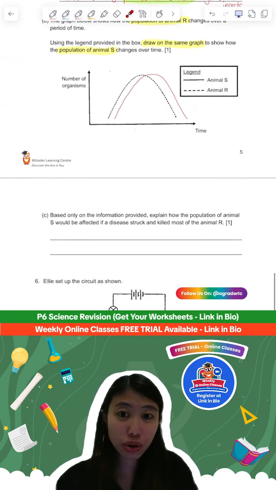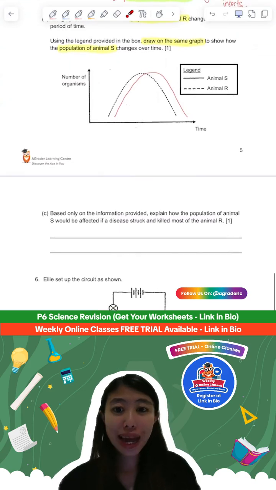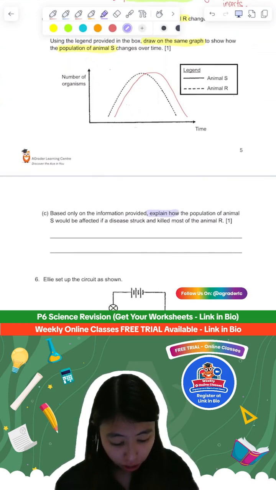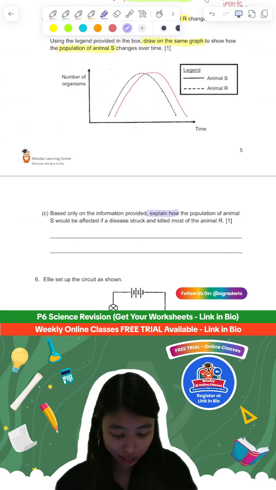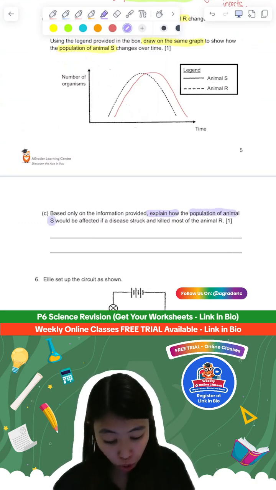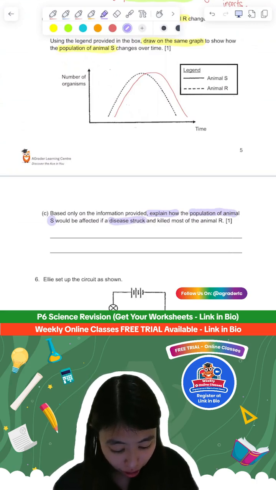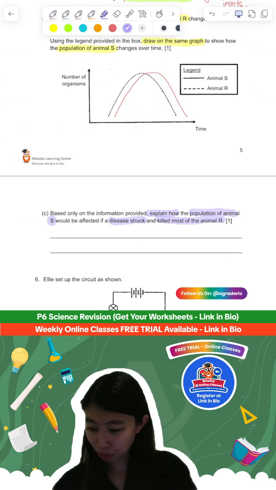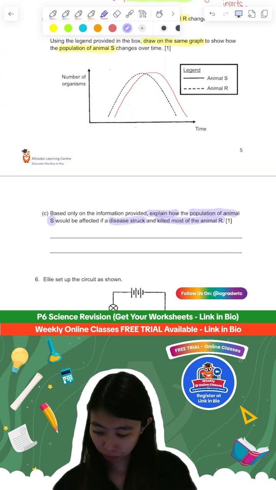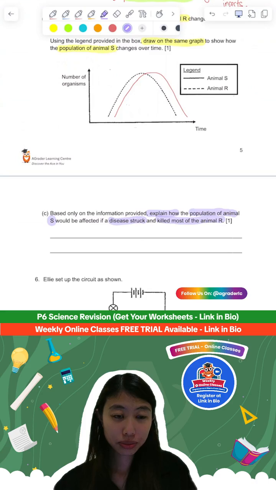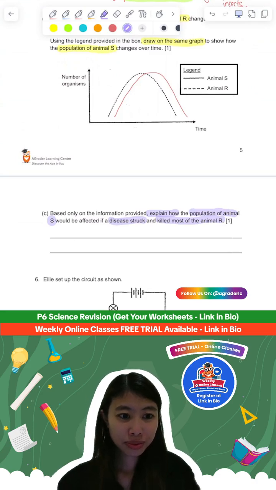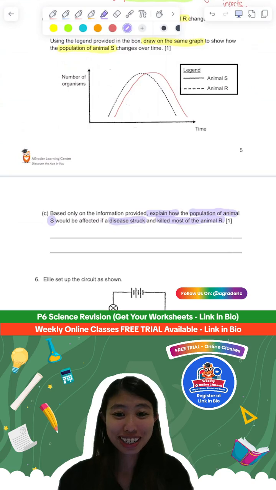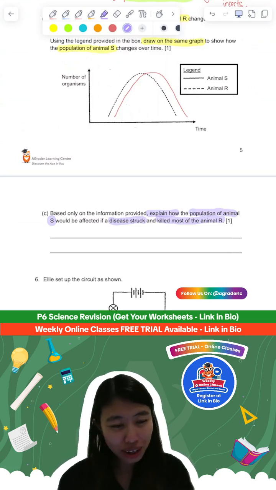What about C? Do you know how to do question C? Based only on the information provided, explain how the population of animal S, which I mentioned a bit just now, would be affected if disease struck and killed most of animal R. What do you think will happen? We already taught living together, food chain, food web. But do you have any idea what happened?